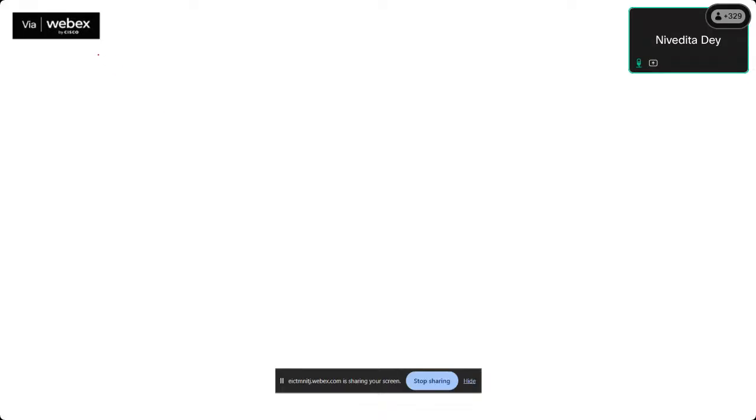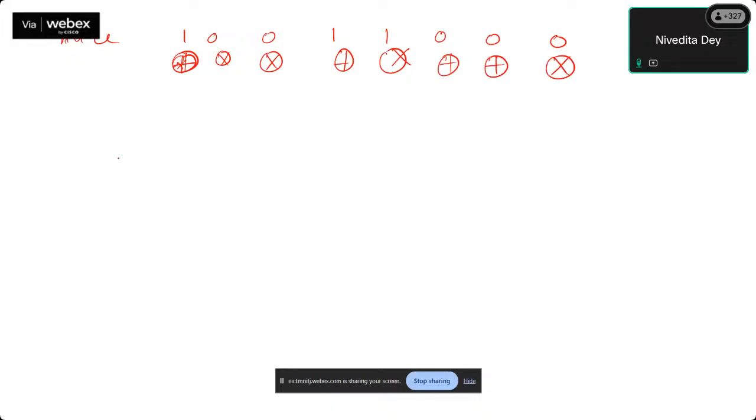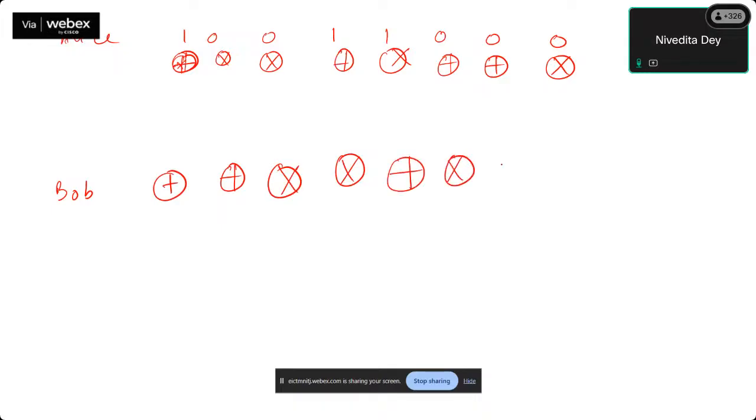So now you can imagine, say, Alice has 1001, 1000. Basis chosen is this thing. Let me put a plus here: plus, plus, plus, and then diagonal. And Bob's bases were plus here also, here it's a diagonal, here also diagonal. Now you should be knowing how all these things are happening.